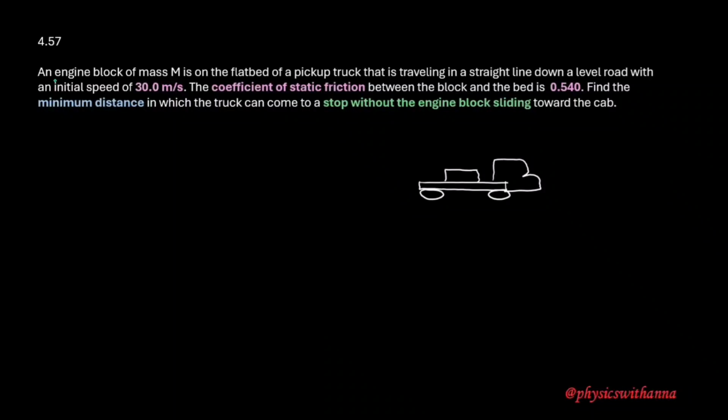Question 4.57. An engine block of mass M is on a flat bed of a pickup truck that is traveling in a straight line down a level road with an initial speed of 30 meters per second. The coefficient of static friction between the block and the bed is 0.540. Find the minimum distance in which the truck can come to a stop without the engine block sliding towards the cab.